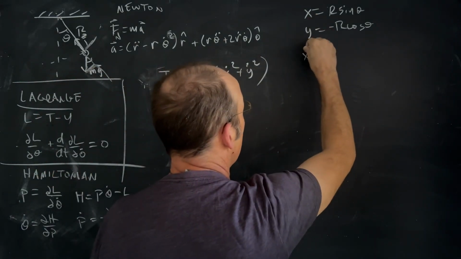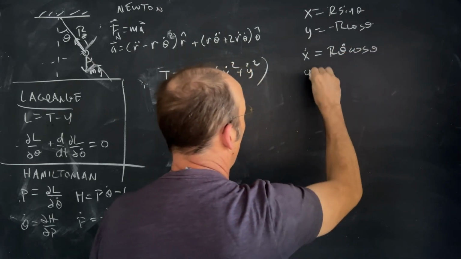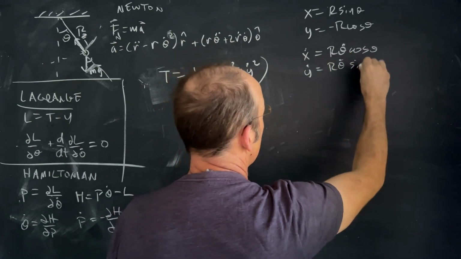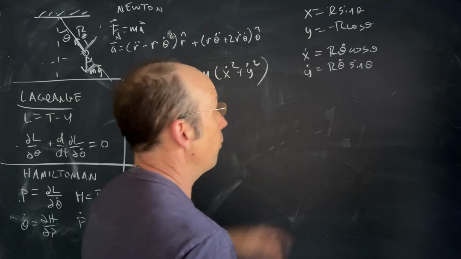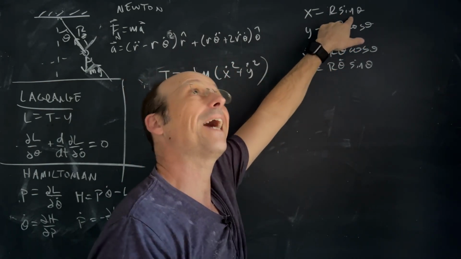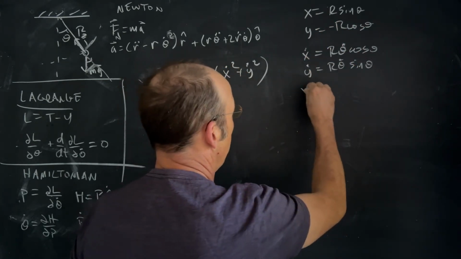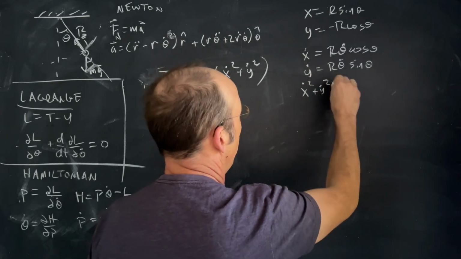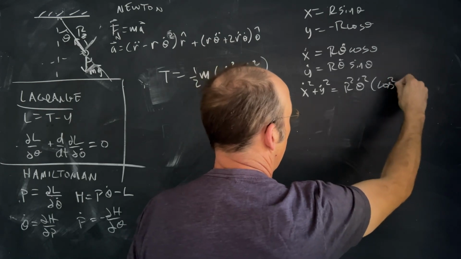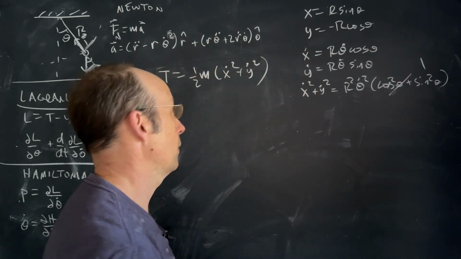So x dot is going to be equal to r theta dot cosine theta. Y dot is negative r theta dot sine theta. Remember, r is a constant, so if I take the derivative of this, I get cosine theta, but I have to take the derivative of theta too, and that's where that theta dot comes from. And then if I take x dot squared plus y dot squared, I get r squared theta dot squared times cosine squared theta plus sine squared theta. This happens a lot, and that's 1. So it's not so bad.